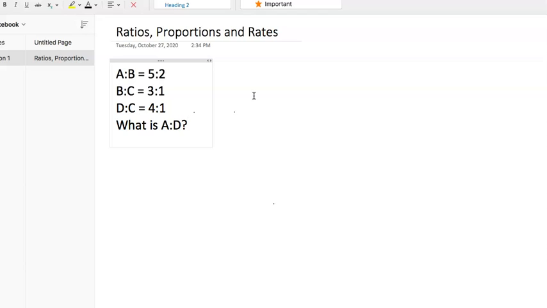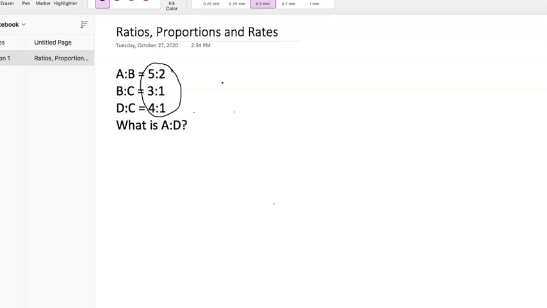So we got the first one already set up, where we have A to B is 5 to 2, B to C is 3 to 1, D to C is 4 to 1, and they ask you what is A to D. So let's see, we're gonna need the pen for this one. When you have ratios like these, if it said A to B, B to C, and then C to D, then we could just make these fractions and just multiply them together.